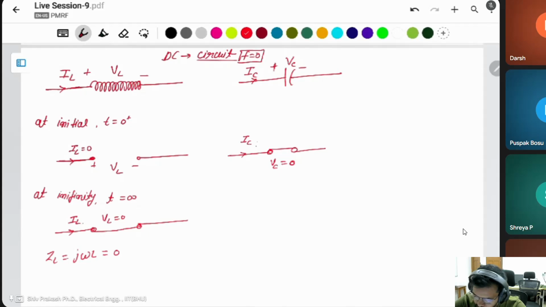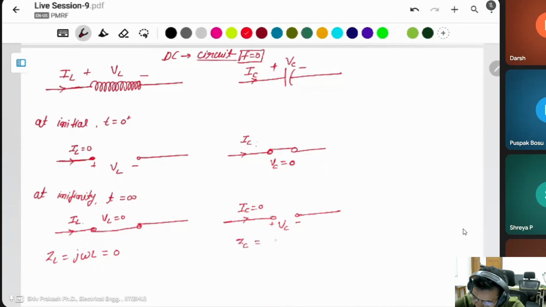Short circuit voltage will be 0. In the capacitor case, this behaves like an open circuit. It will be fully charged at the time of steady state. That's why there is no current passing through it, and that's why it is behaving like an open circuit.